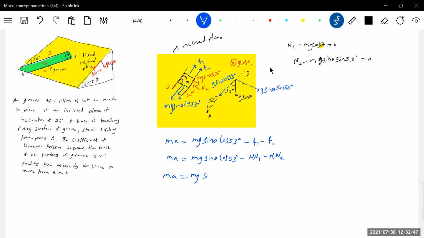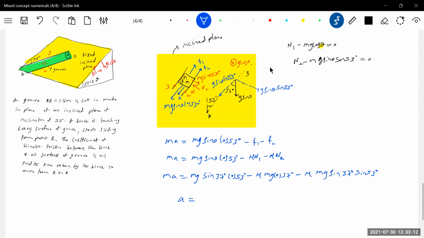This is sin 37 degrees, cos 53 degrees. mu n1 is mu mg cos theta, cos 37. mu n2 is mu mg. Solve for it and you'll get the acceleration.